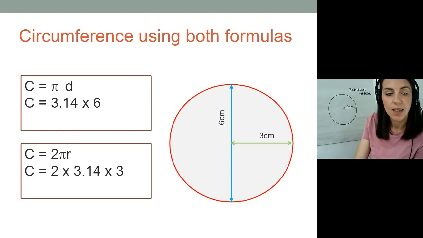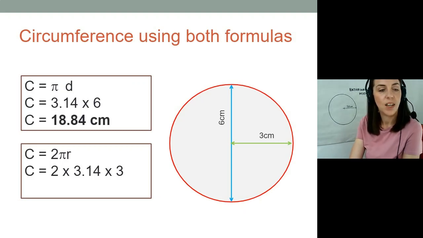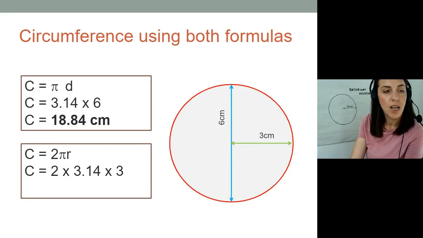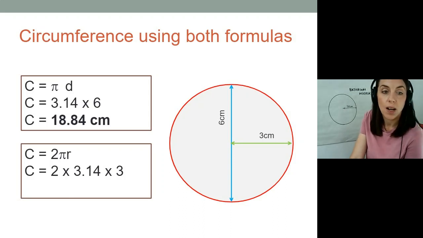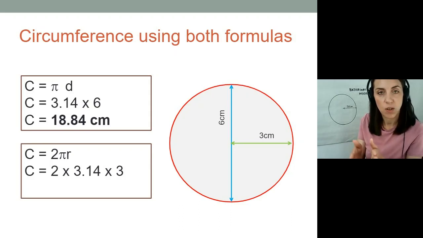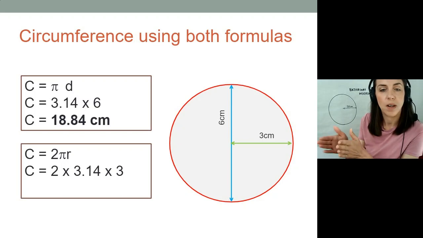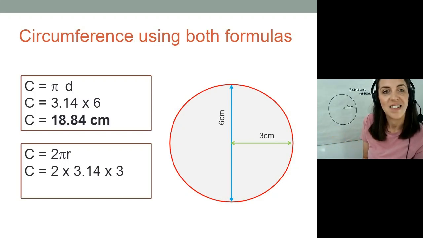Does anybody have the answer? Yeah, you're right. Well done, Chloe. 18.84 centimetres. Now, the other way to do it, as I mentioned, there's two different formulas for the circumference of a circle. We have 2 pi r, so that would equal 2 multiplied by pi, which is 3.14, multiplied by 3, which is the radius. Anybody want to hazard a guess on what the answer is?